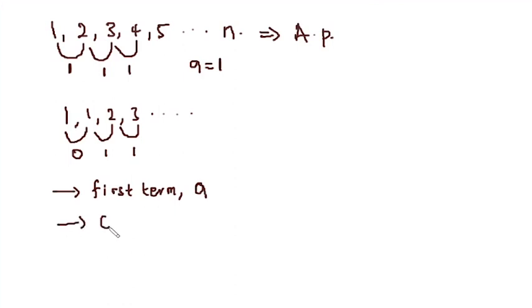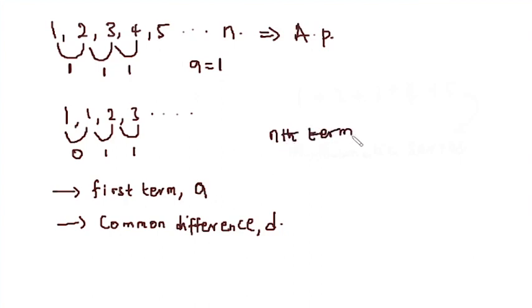And then the common difference. The common difference is often denoted by the letter D. So the common difference for this case is 1. If you know these two values of an arithmetic progression, you should be able to get any term in the arithmetic progression. To get any term, the nth term is simply given by the formula a plus open bracket n minus 1 close bracket d.